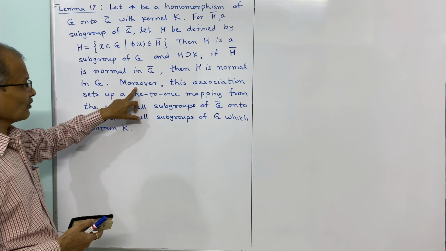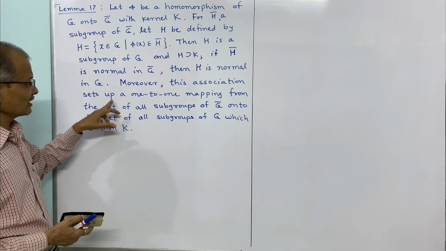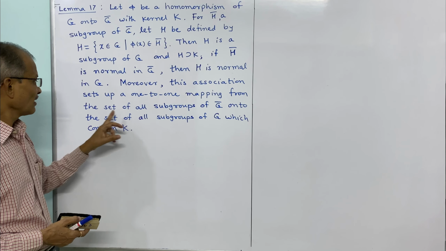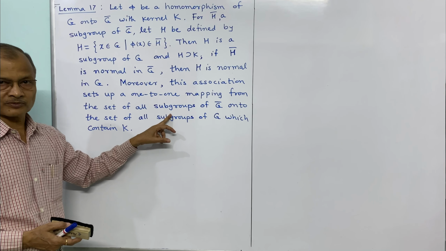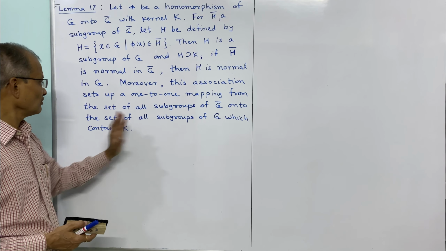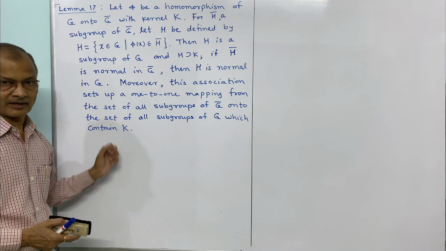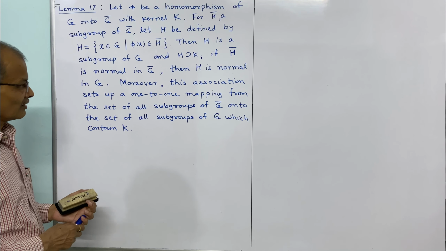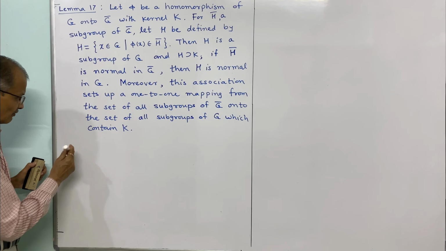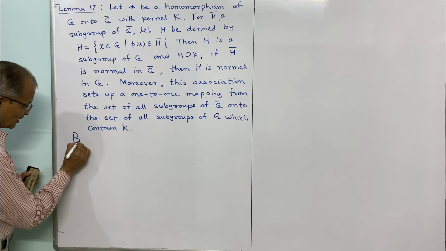And furthermore, this association sets up a one-to-one mapping from the set of all subgroups of G bar onto the set of all subgroups of G which contain K. So this is what we have to prove. Now we shall prove the result.